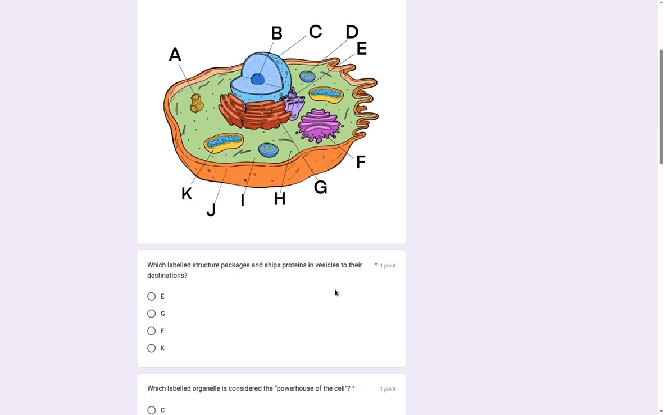Okay, which labeled structure packages and ships protein in vesicles to their destination? Okay, it's E. I think this is the smooth endoplasmic reticulum. E. But what it does, I don't think I have any idea. Let's go with F. This part, that's the thing.